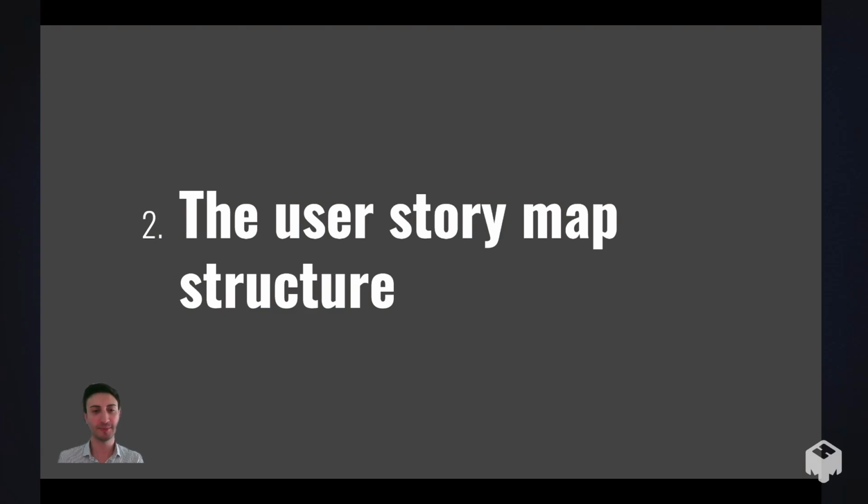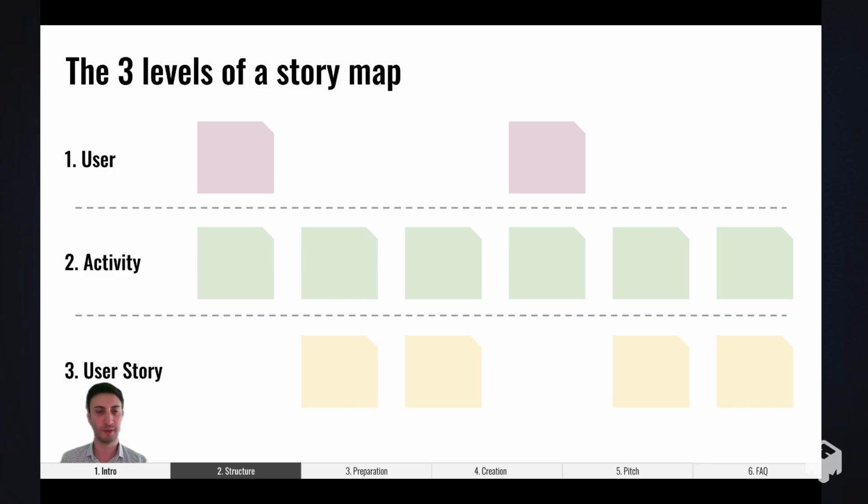So as a next point, let's take a look at the user story map structure. I like looking at it from 3 different points of view. The very first level of a user story map is obviously the user. The second level is the activities that the user is going to perform. And lastly, you have the user stories that will fall into those activities.